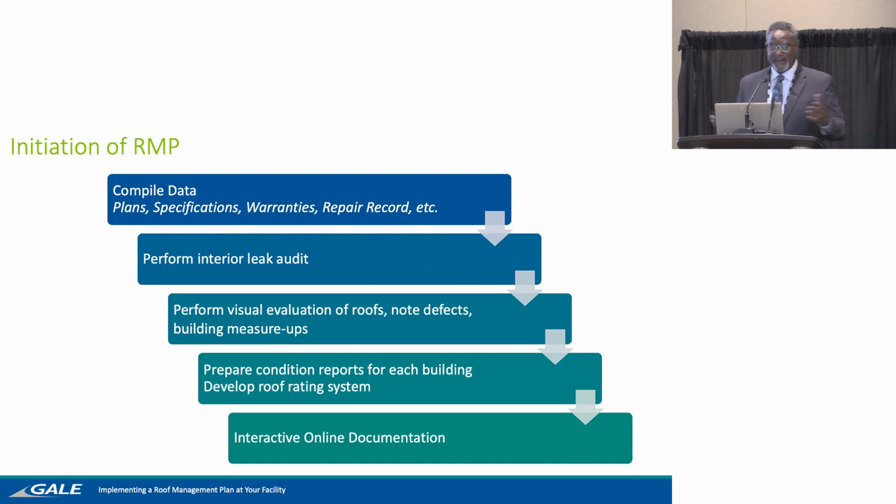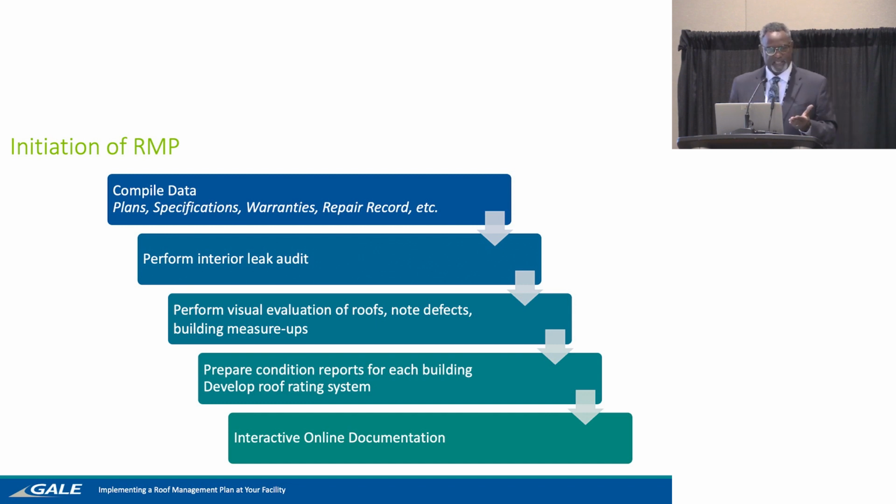And then a good roof management plan, once you gather all this data, you can prepare what we call a condition report for each building. And you develop a rating system. A rating system, you can do it from 1 to 10, from 1 being very poor, 10 being good, or whatever. You can do it 1 to 100, whatever rating system you decide to establish, even on a percentage basis, 10% or whatever. Good, fair, bad, whatever.